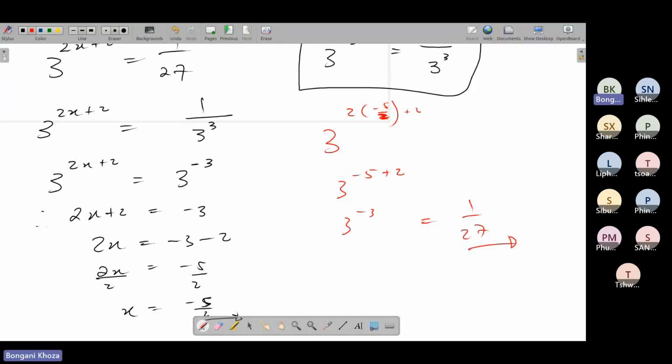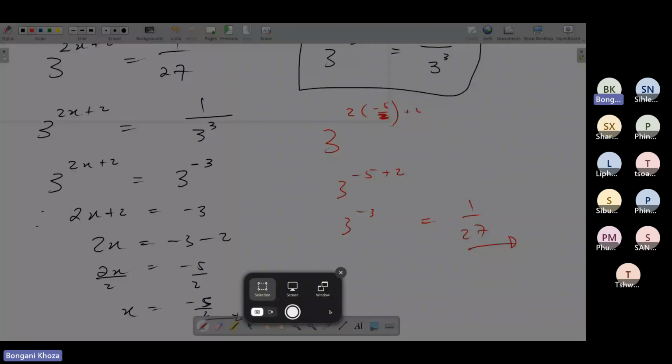Yes. Okay. Let me see. What else? Oh, there's still more of question 3. Okay, let's see if we can solve this. Do we still have time though? I'm trying to cover as much as possible of that question paper.